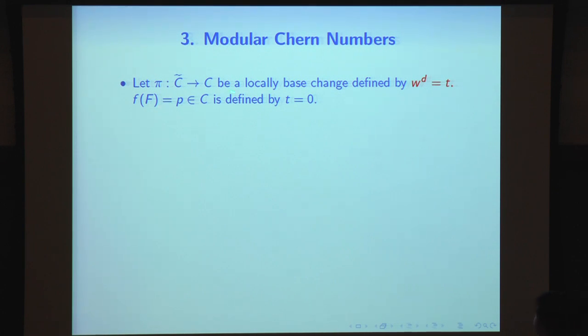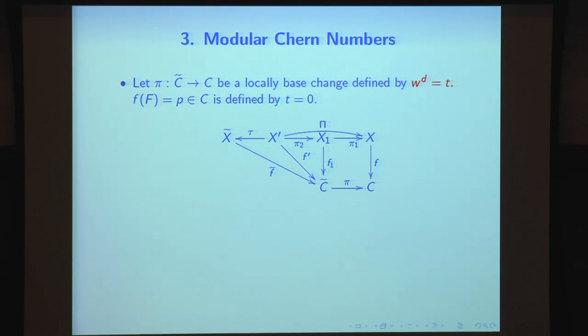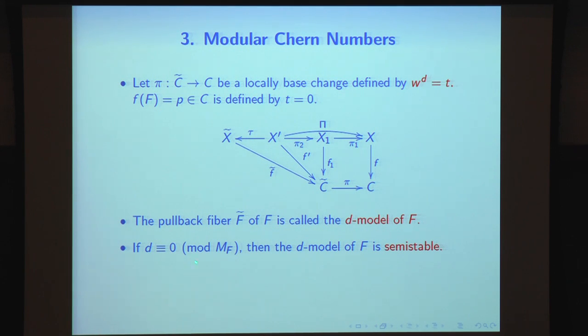Okay, for a base change locally defined by this, the local base change is only at the image of the singular fiber, the critical point of F. So we get the new fibration, the new fiber. The new fiber is denoted by F tilde. It's the pullback fiber. This is called the D model of F because of the base change. If D is divisible by m_F, we know F tilde is semi-stable. So the D model is just the semi-stable model of F.